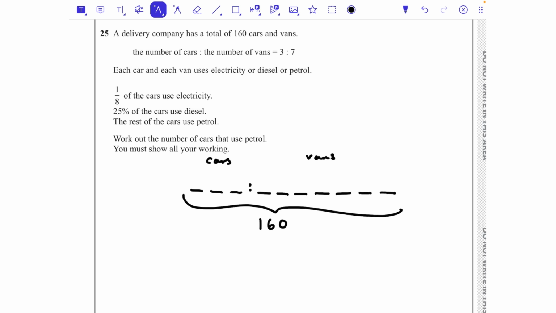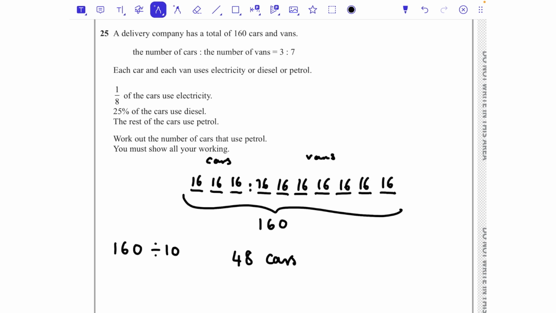Now we need to take 160 and divide it equally across all of those lines. So 1, 2, 3, 4, 5, 6, 7, 8, 9, 10. 160 divided by 10 means I've got 16 on each of these lines. And that's going to allow me to work out how many cars I've got and how many vans I've got. So for cars, there are 48. I don't actually think I need to work out the number of vans, but if you wanted to, it's 16 times 7, so 112 vans.